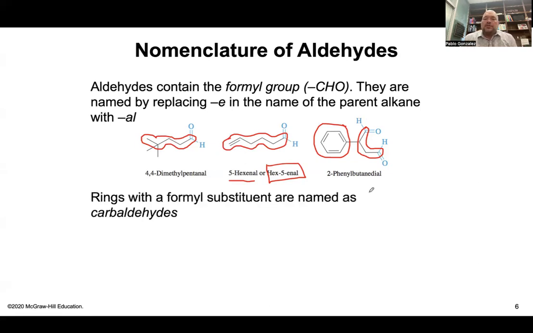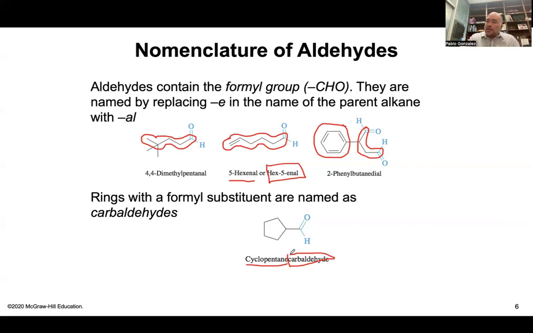Rings with the formyl substituents are named as carbaldehydes, okay? Carbaldehydes. If you have a ring and you have an aldehyde attached to that, a formyl group attached to that ring, that's going to be a ring carbaldehyde. So for example, here we have a 5-member ring. That's what is called cyclopentane, okay? So that's going to be the name of the ring, cyclopentane, and then we add the word carbaldehyde, okay? Carbaldehyde. So cyclopentanecarbaldehyde, that's going to be the name of this compound.